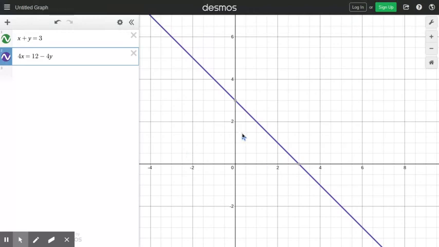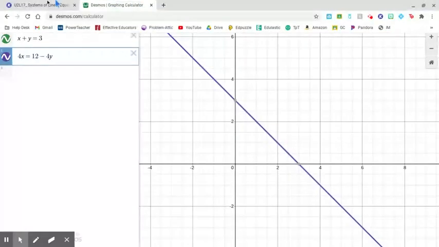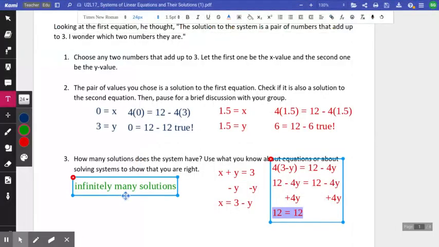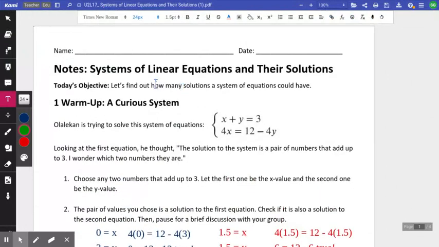If I went to graph that system and I see those lines are the same, that is also telling me that there's infinitely many solutions because there's infinitely many points where those two lines intersect. If I pick a point on one line, it's going to be on the other line because they're in the same place.